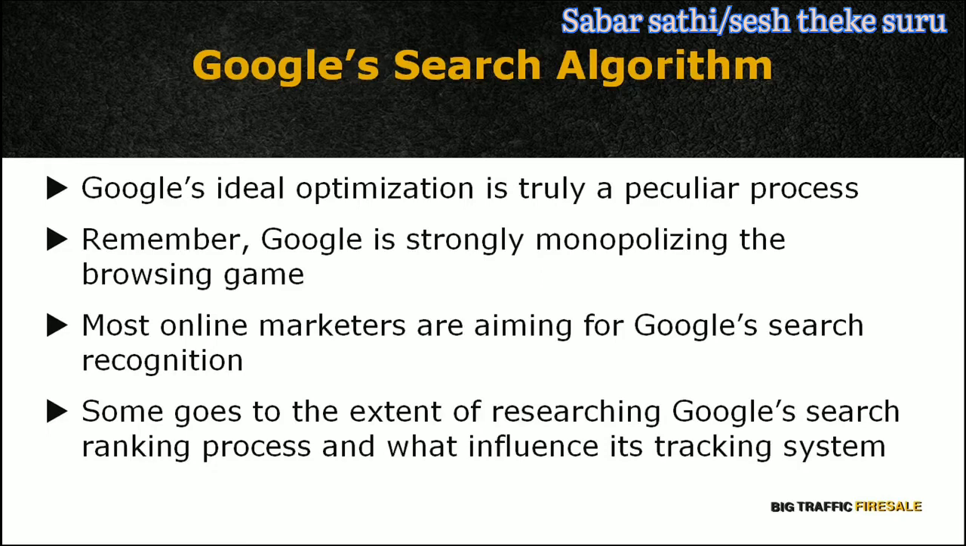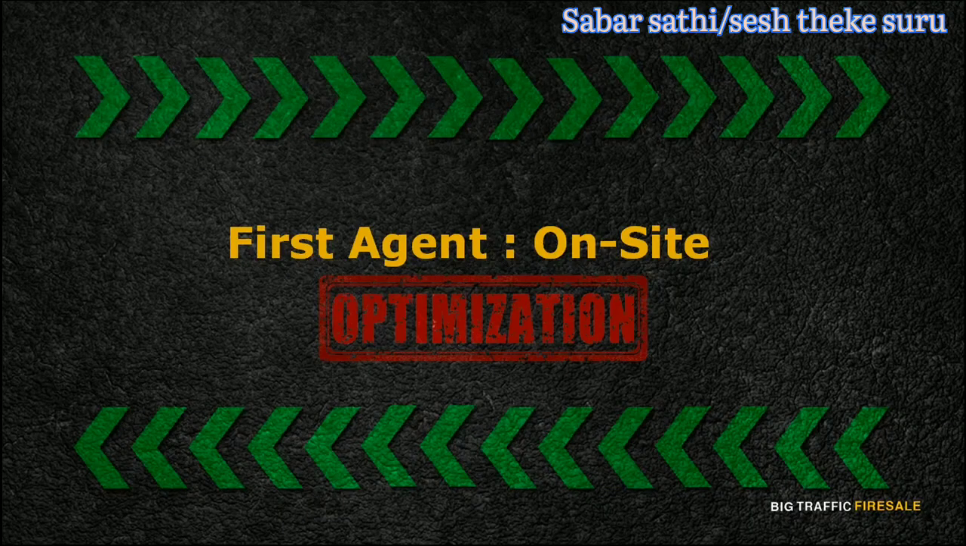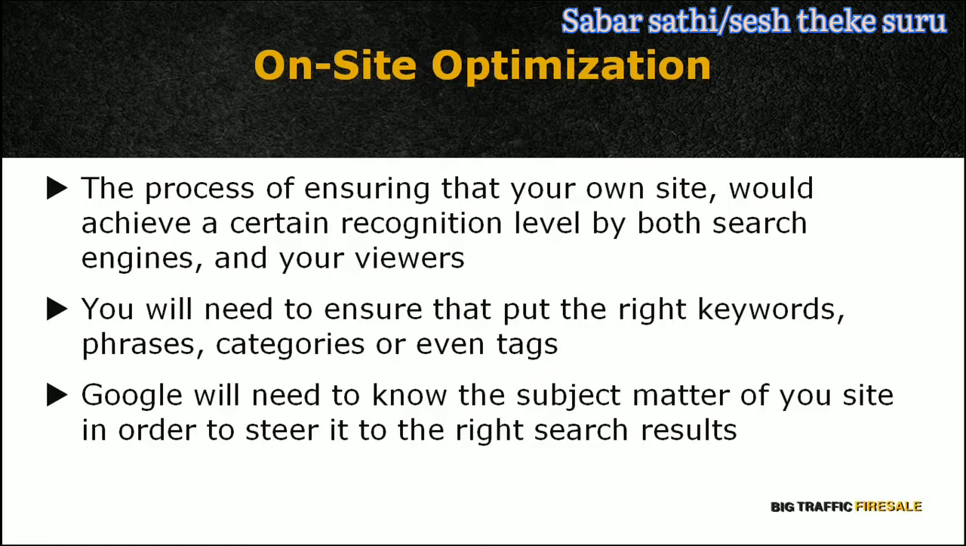Some of them go to the extent of researching Google's search ranking process, and they've managed to discover two agents that influence its tracking system. The first agent that you'll need to be familiarized with is the on-site optimization. This agent is known as the process of ensuring that your own site would achieve a certain recognition level by both search engines and your viewers. The approach is direct. All you need to do is optimize your site within the site itself.